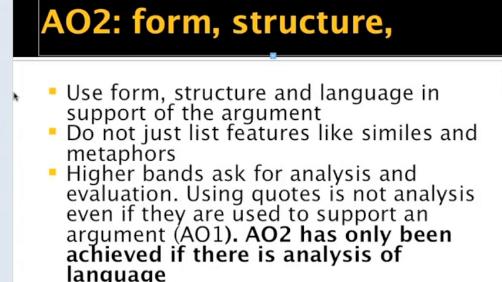Now, something else to consider, the voice or the perspective in the text is AO2 because it's part of structure and form, and some people write quite naturally about voice and perspective because, of course, that links to AS and the aspects of narrative.